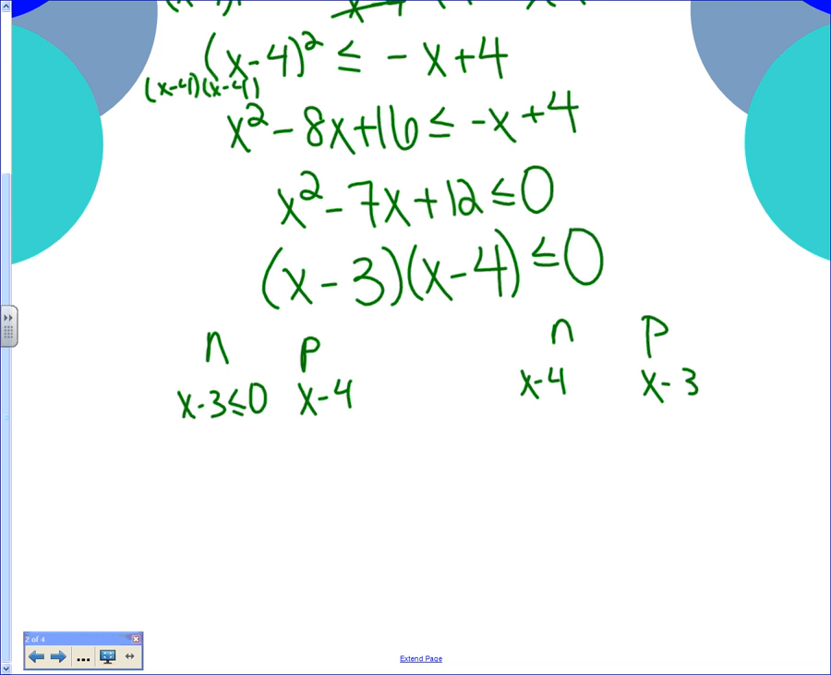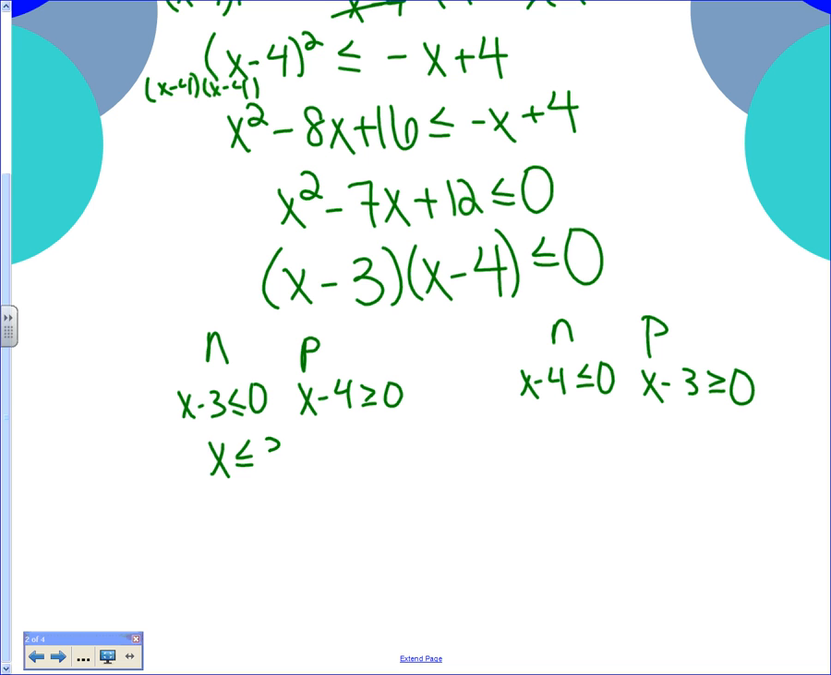Less than or equal to 0. And if it's supposed to be positive, it's going to be greater than or equal to 0. Over here, if this one's supposed to be negative, what is it going to be? Or equal to 0. And this one is greater than or equal to 0. Y'all see where those come from?